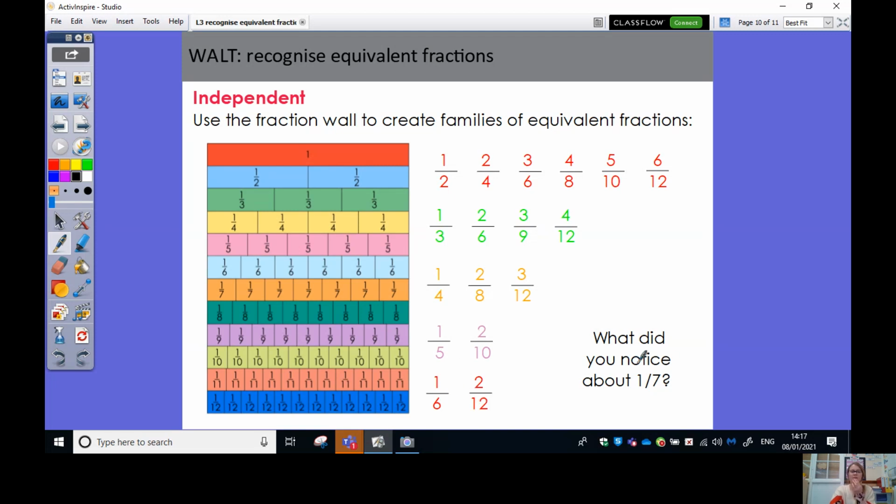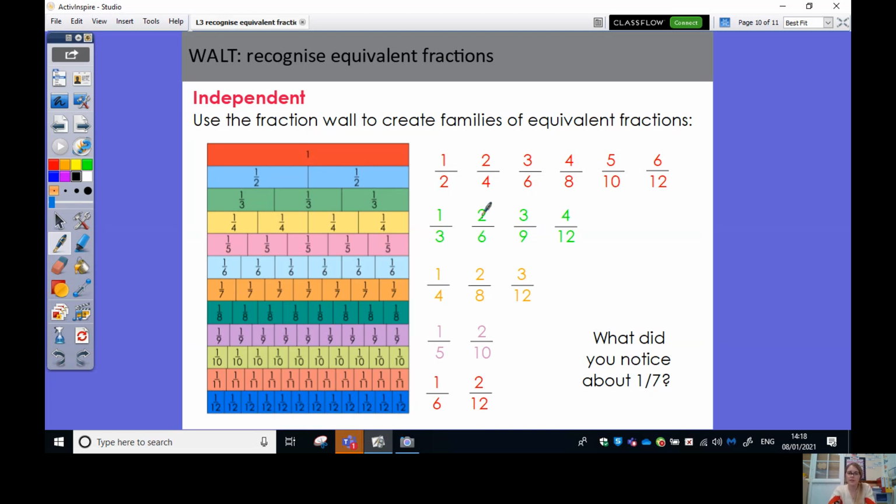What did you notice about the 7ths? Did they show up in any fact families there, in any equivalent fraction families? No, they didn't. And maybe that's because I didn't have any other multiples of 7 there, because I didn't go to 14. Maybe that would be in the fraction family for 1/7. We'd have to have a look at that, which we're going to be exploring in the next few lessons.